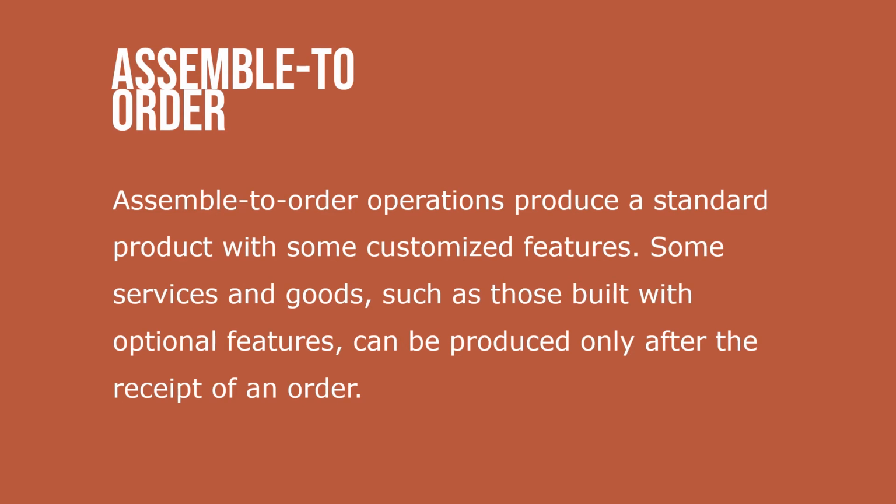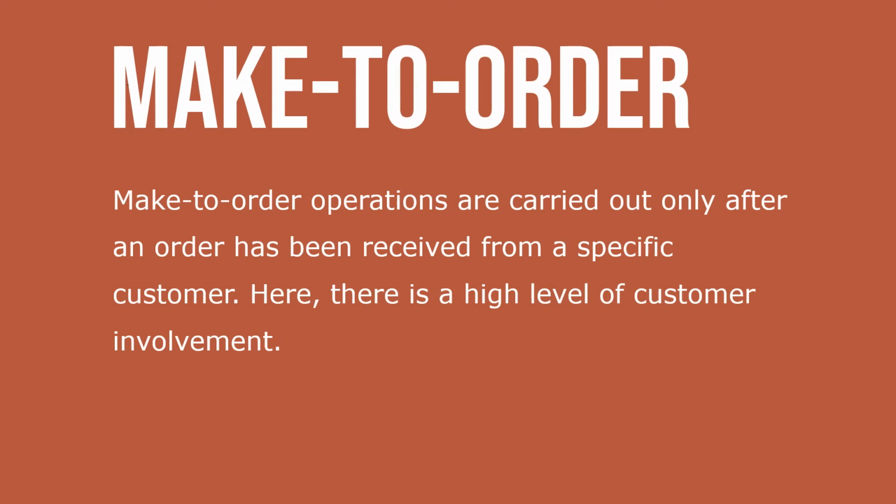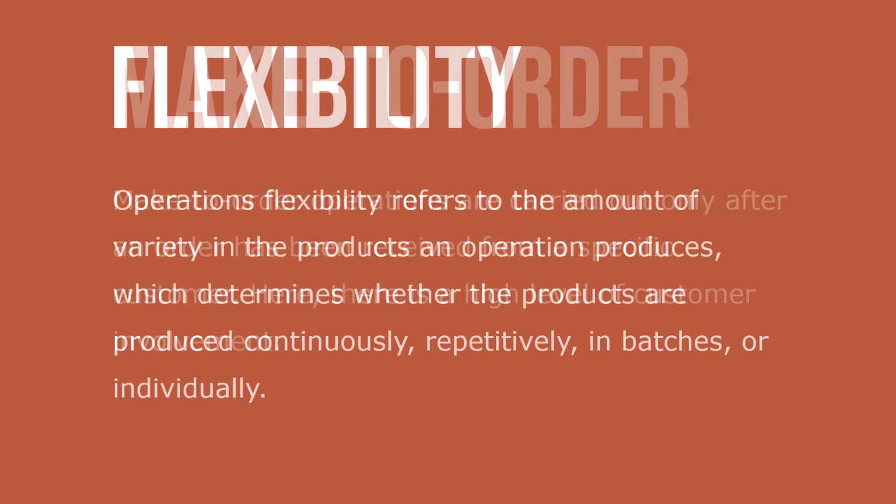Assemble to order operations produce a standard product with some customized features. Some services and goods, such as those built with optional features, can be produced only after the receipt of an order. Make to order operations are carried out only after an order has been received from a specific customer. Here, there's a high level of customer involvement.